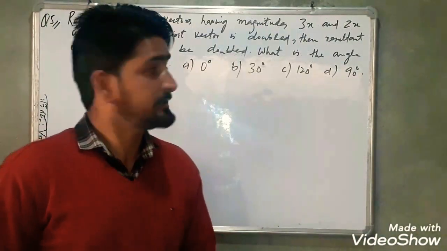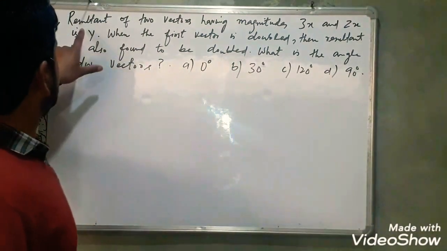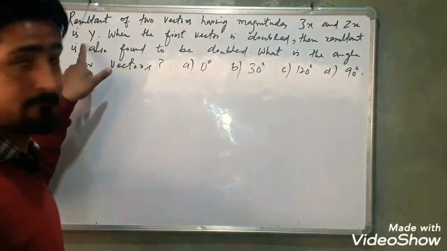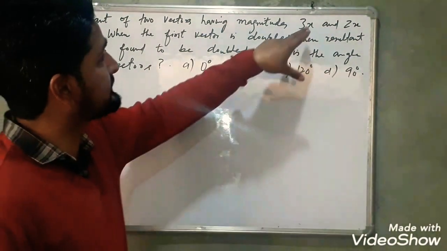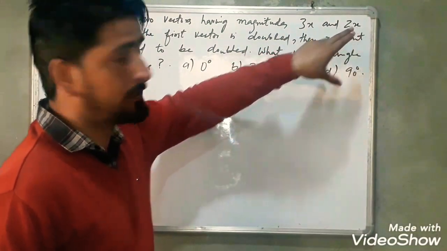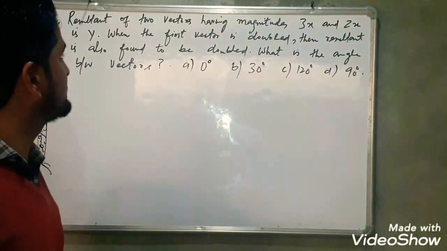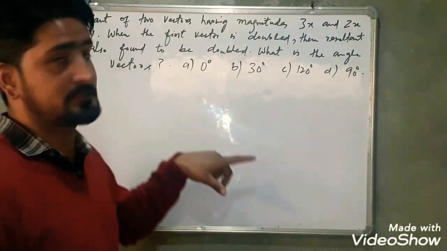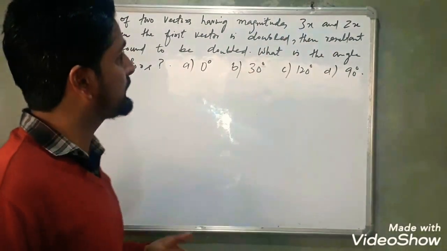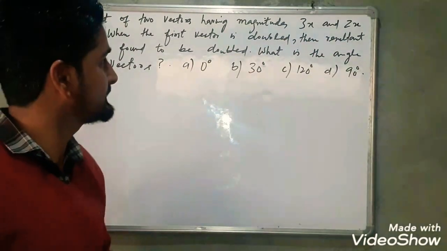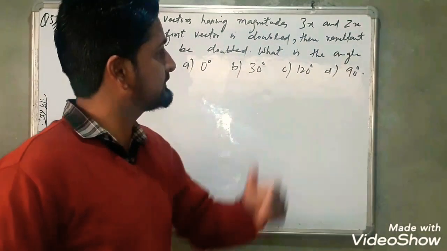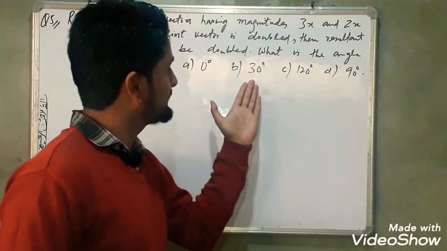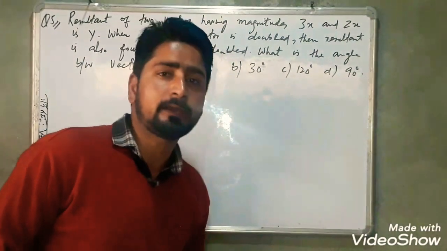Now we have one more question here on vectors, that is resultant of two vectors having magnitudes 3x and 2x is y. अगर दो वेक्टर्स यहाँ पे है, एक 3x है दूसरा 2x है, ओके, उनका जो रिजल्टेंट है वो y है. When the first vector is doubled, then the resultant is also found to be doubled. अगर आप पहले वेक्टर को डबल करोगे, it is found that resultant is also doubled. You have to calculate what is the angle between two vectors. Here you have four options: 0 degree, 30 degree, 120 degree, 90 degree.